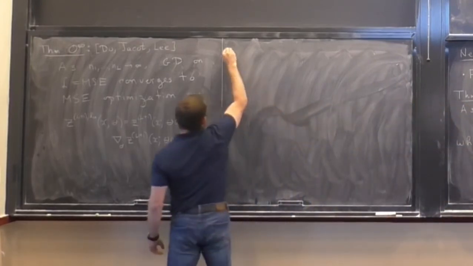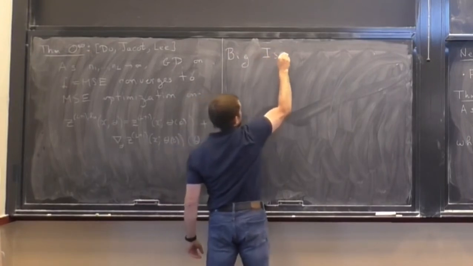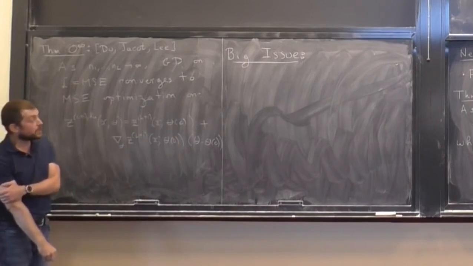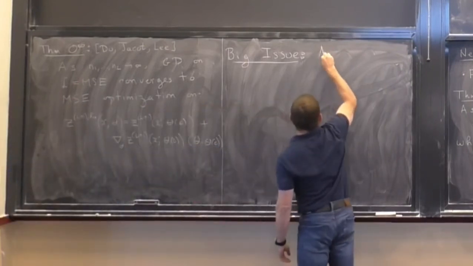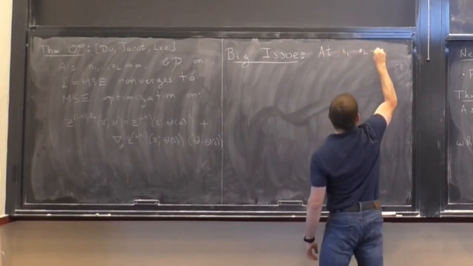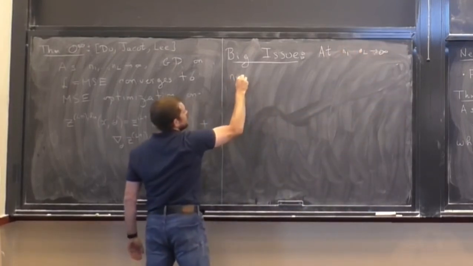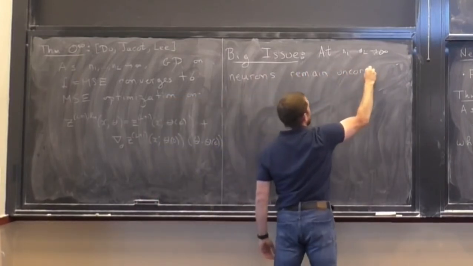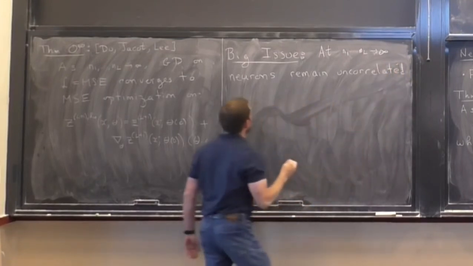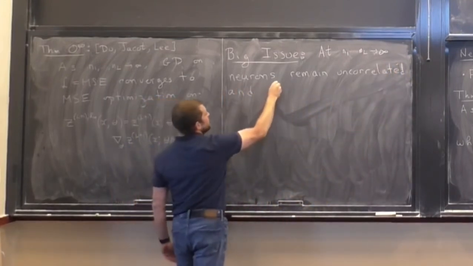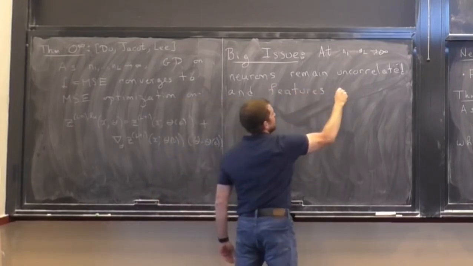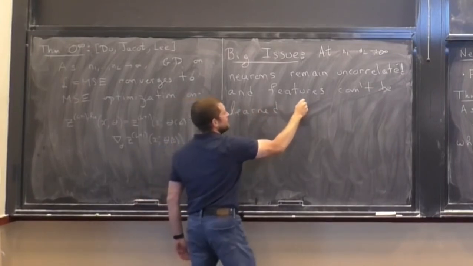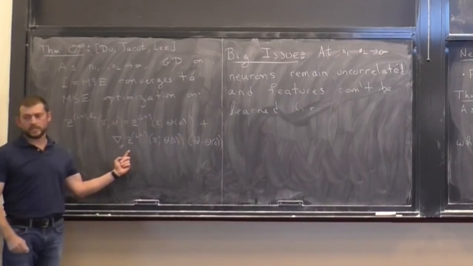So here's a big problem. Big issue, pointed out by many people, including by the authors of these original papers. And it goes like this. At infinite width, as n1 through nL go to infinity, neurons in the network remain uncorrelated. So they start off as uncorrelated, and they remain uncorrelated, and features can't be learned. Features can't be learned. I'll explain this very prosaically in a second. Okay, i.e., you never have to relinearize your model.